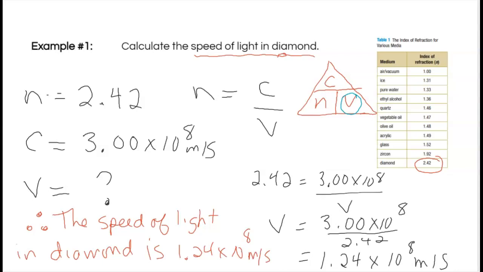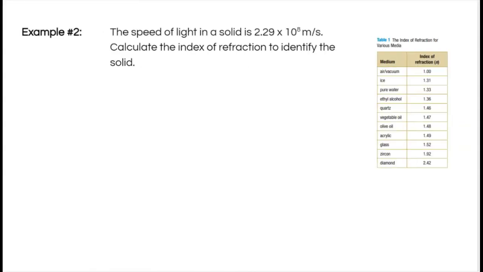I want us to take a look at a second one, and I'm going to get you to give this a whirl on your own and see if you can do it. So let's read through this question together. It reads, the speed of light in a solid is 2.29 times 10 to the power of 8 meters per second. Calculate the index of refraction to identify the solid. Okay, so pause the video now and give the question a try.